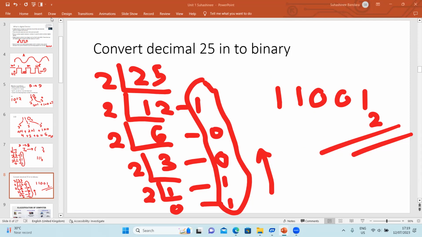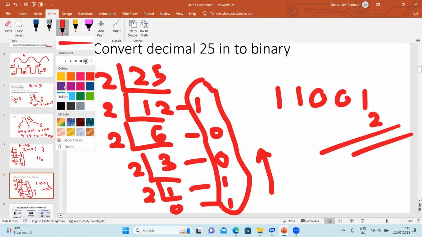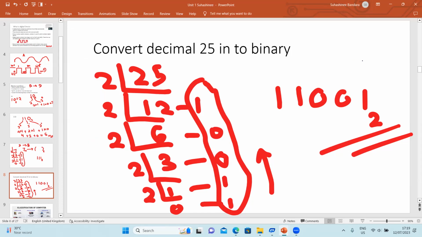So now by looking at this one, you can convert it the other way also. You can check your answer. How? First one is 1, 2, 4, 8, 16. 16 plus 8, 24. 24 plus 1. Yes. 2 to the power 0, 1.